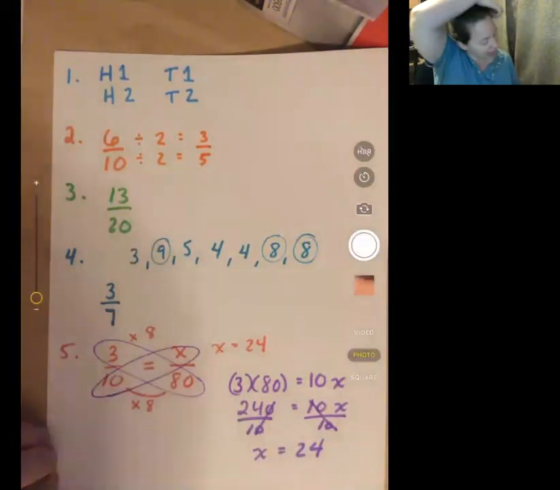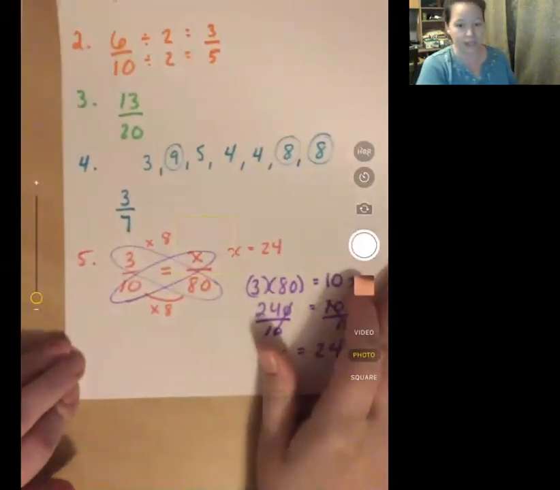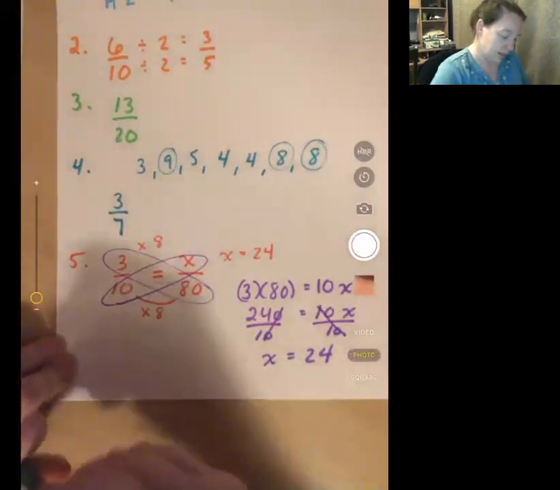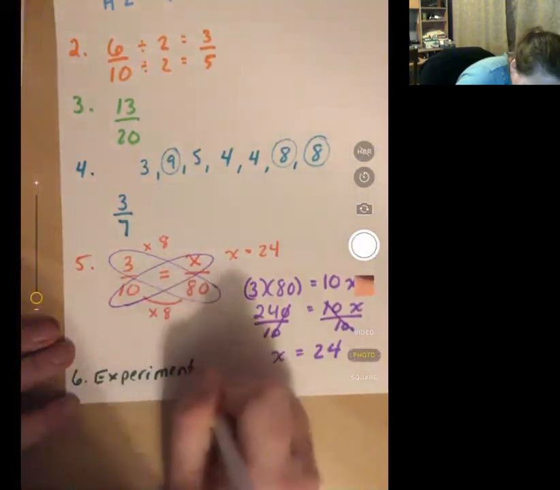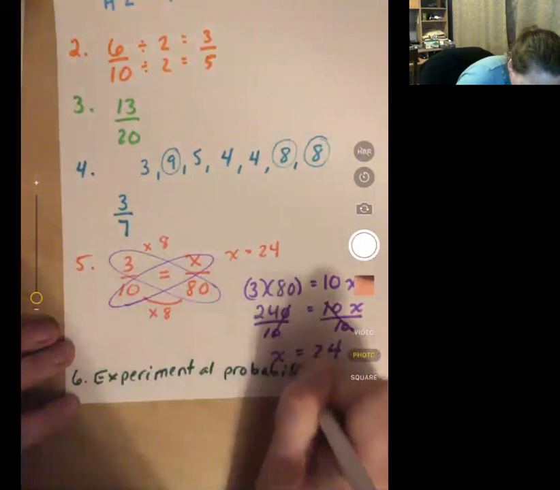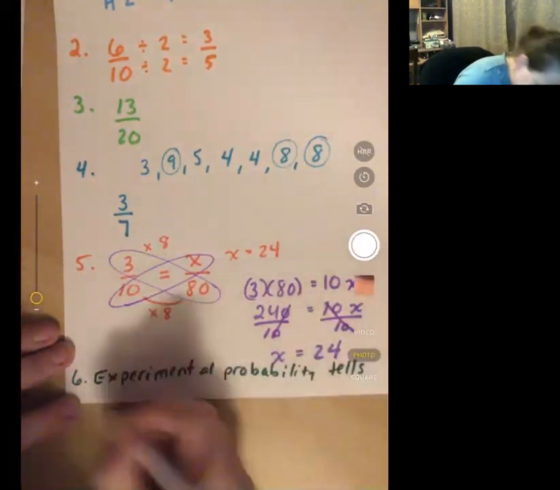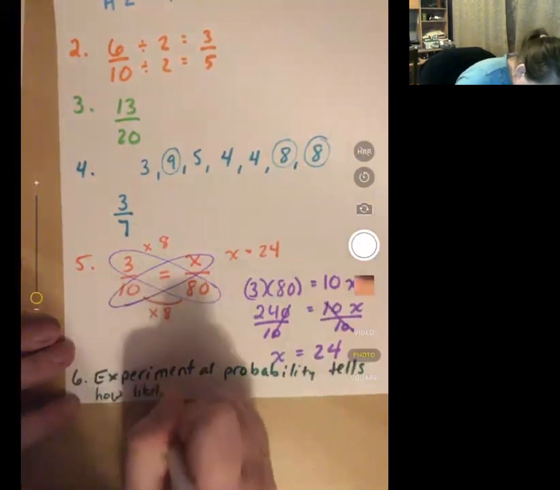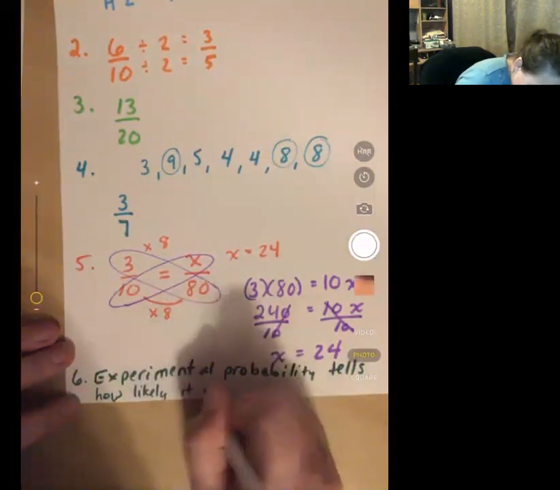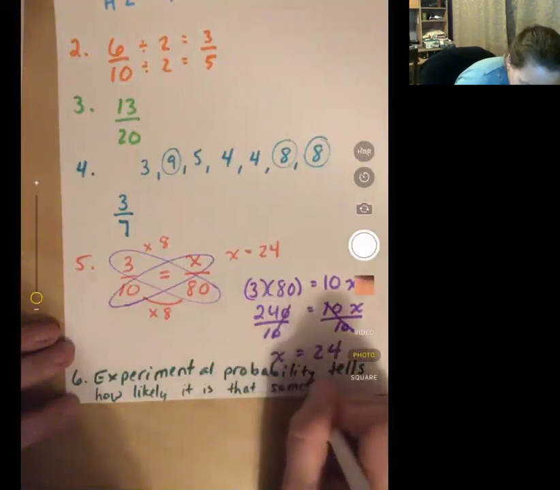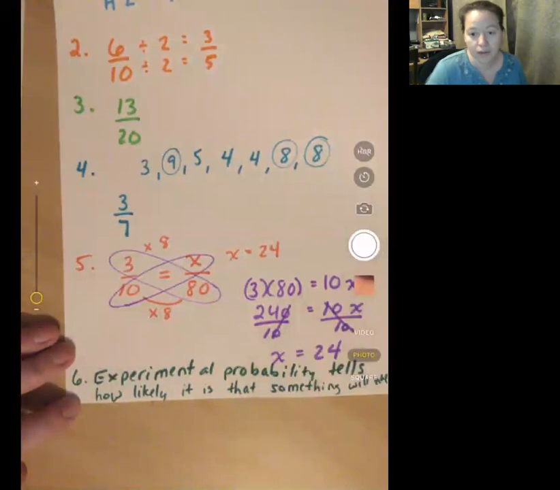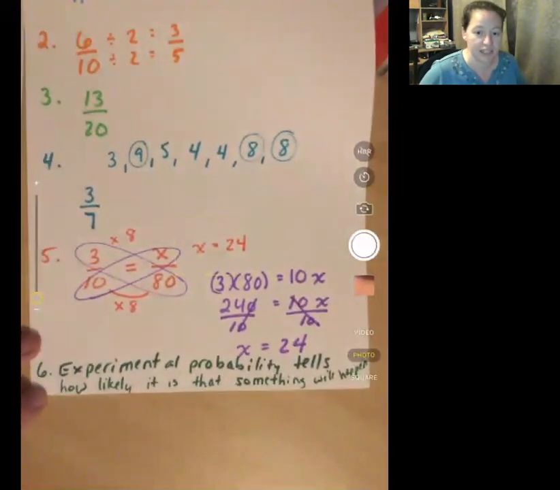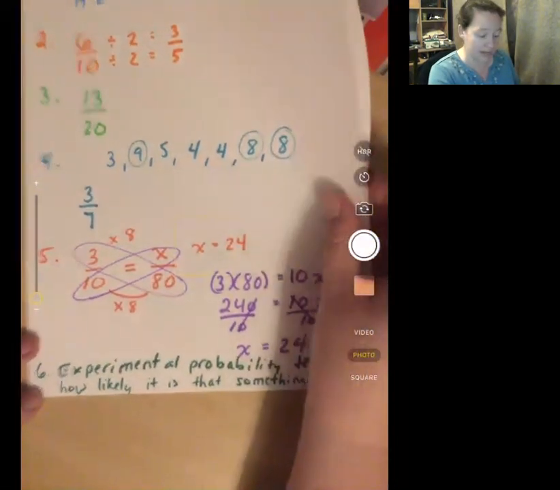And number 6, how is experimental probability used to make predictions? Okay. Number 6, experimental probability tells how likely it is that something will happen. You need to pause to write. Pause. I'm moving on to the back side.